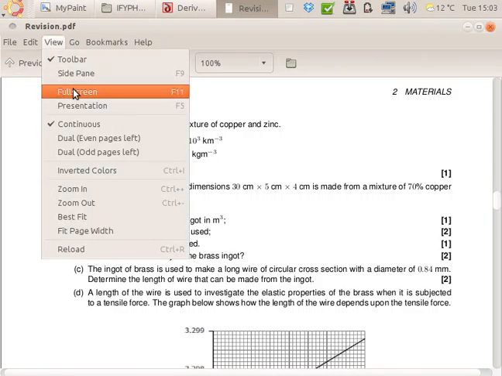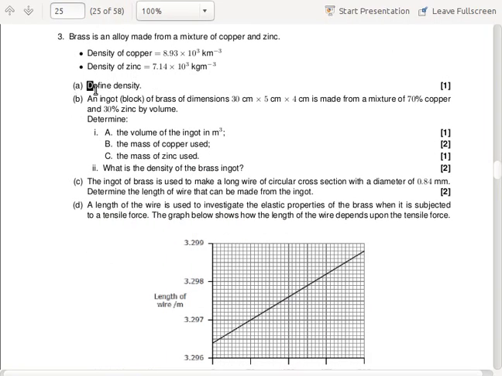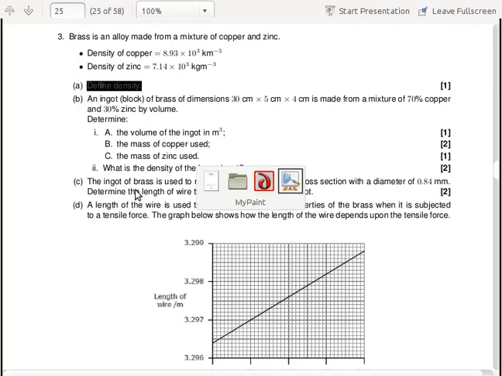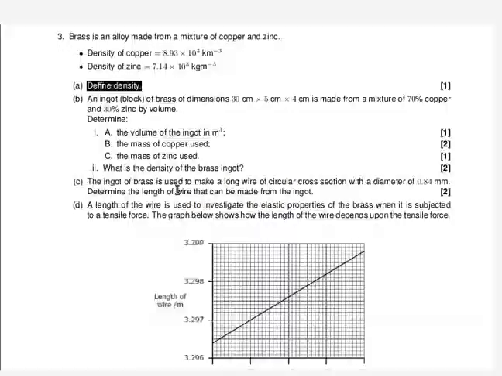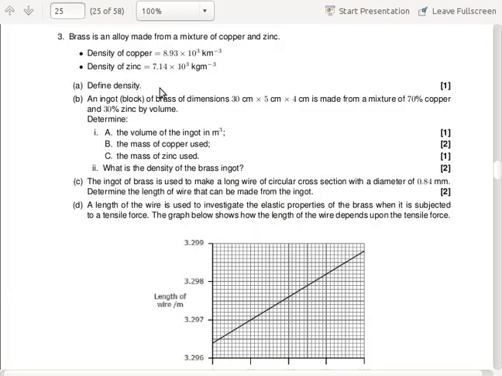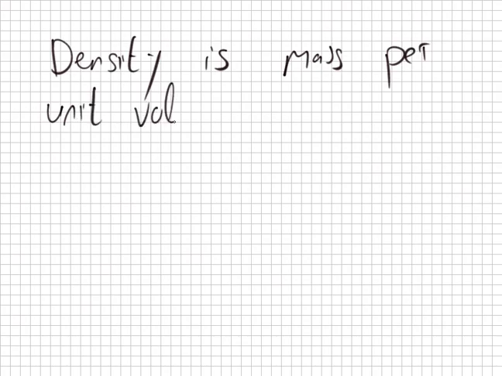Okay, so can you just have a look at this one for a second, number 3. First thing is define density. What is the definition here? Look up. What is the definition of density? Now make it a bit more like a formula. Rho equals m over vol. Density is mass per unit volume. So as a formula, it's m over v.